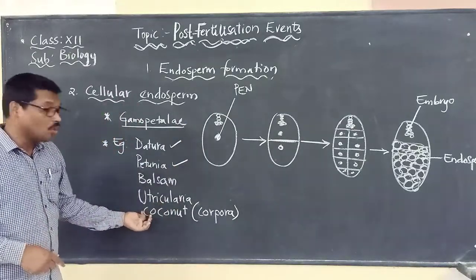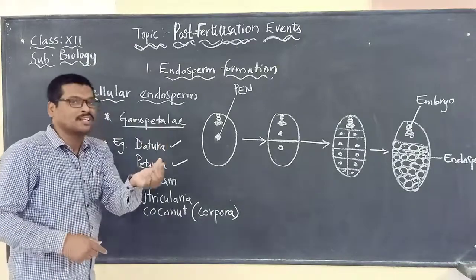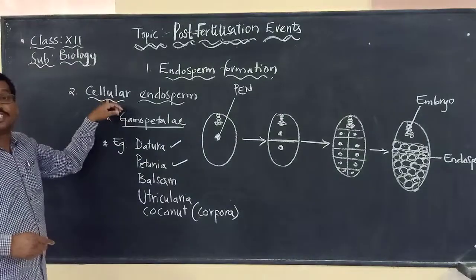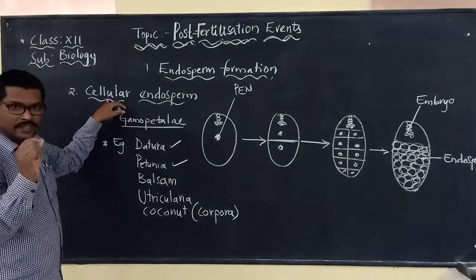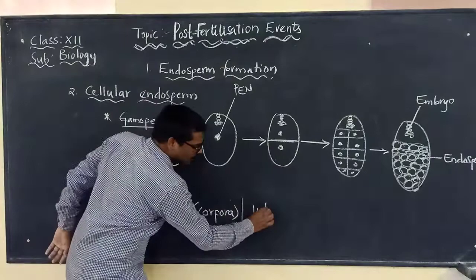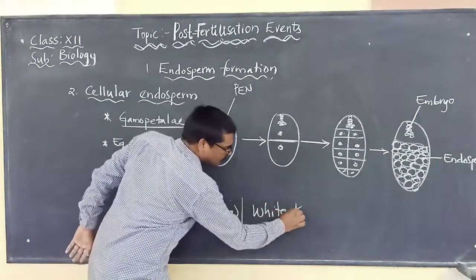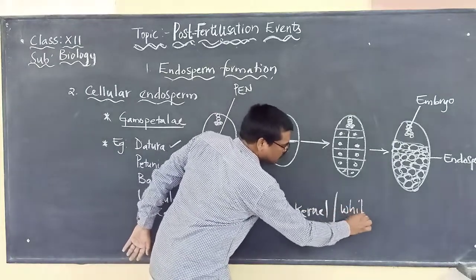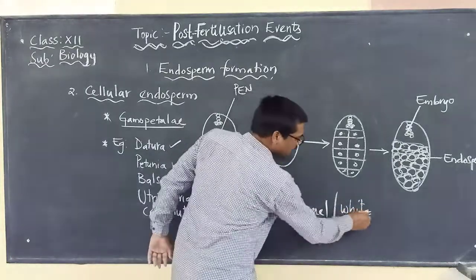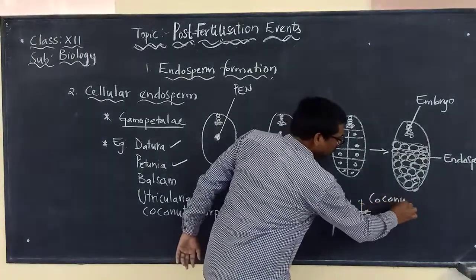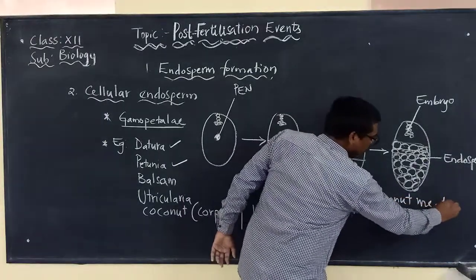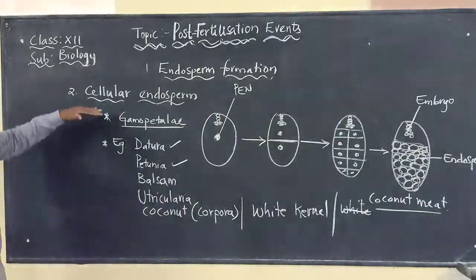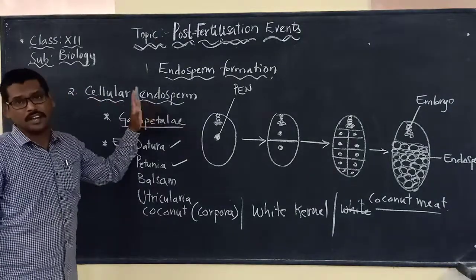But here, coconut copra means the white part of the coconut, which will be coming under cellular endosperm. The white part of the coconut, we also call it the white kernel, or otherwise the white meat. Sorry, the coconut meat. So this is another thing we should keep in mind, the different names. So these are the points regarding cellular endosperm.